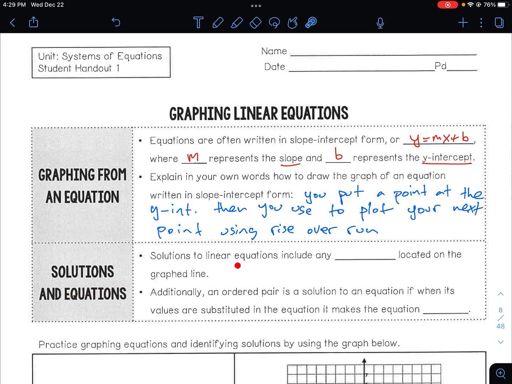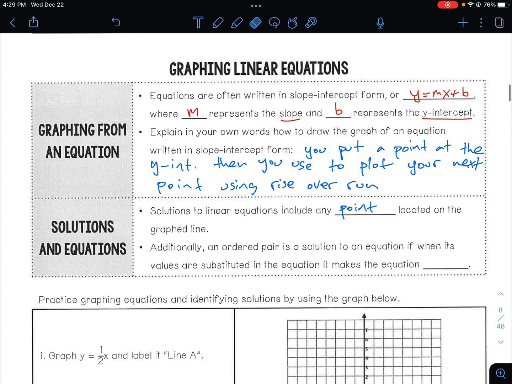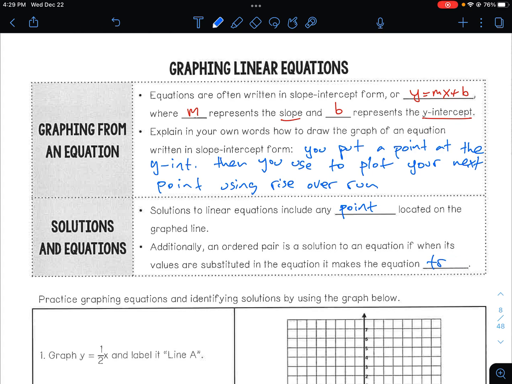Solutions and equations. Solutions to linear equations include any points located on the graph line. So an equation like y equals 2x plus 5 has lots of solutions. What are the different solutions? Well, it's all the x and y ordered pairs that will make that equation true. Additionally, an ordered pair is a solution to an equation if its values are substituted in the equation and it makes the equation true. Yeah, that's what we just said.